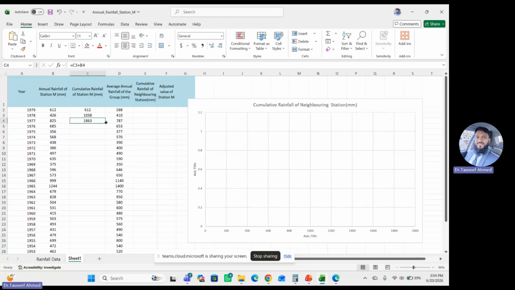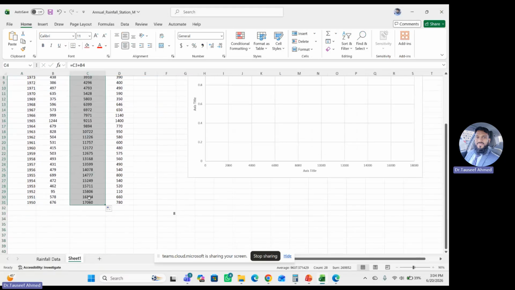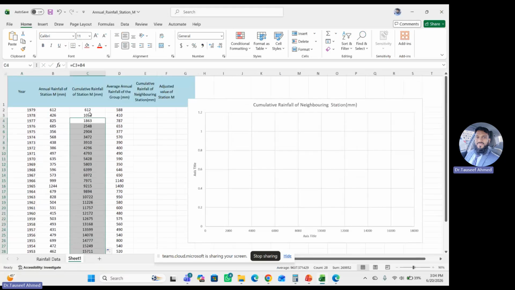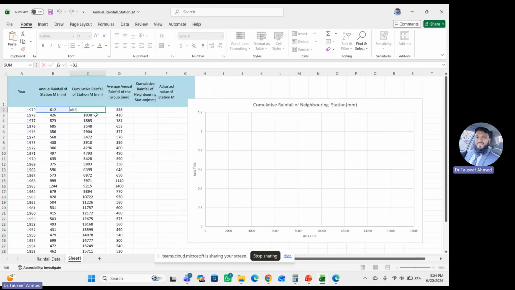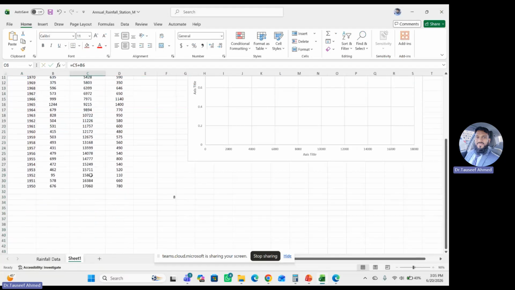When I double click here, I'll get all of this up to 1760. So here what I did, this one as it is, and this one is this plus B1. That is, 612 plus 426. Similarly, this one is 1038 plus 825. Similarly, this one is 1863 plus 685. So likewise, we will get this.